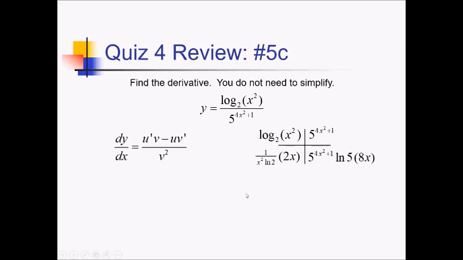All right, so at this point, we're going to put it back together using the ribbon. I've got the stuff in the lower left, and also that's getting multiplied by the stuff in the upper right, minus I've got this log base 2 of x squared times this 5 to the 4x squared plus 1 ln of 5, 8x stuff down there.